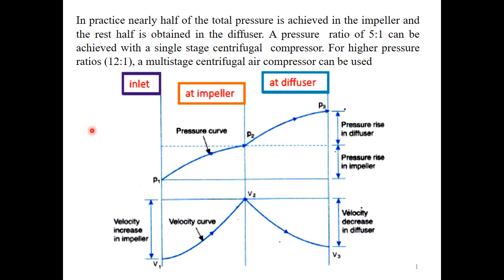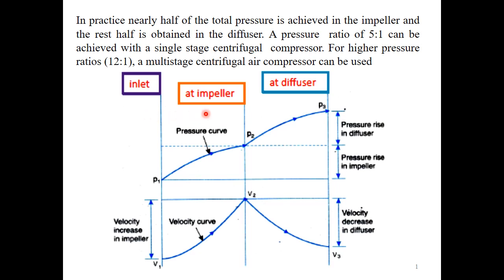In practice, nearly half of the total pressure is achieved in the impeller and the other half is obtained in the diffuser. A pressure ratio of 5:1 can be achieved with a single stage centrifugal compressor, but for higher pressure ratios, that is 12:1 and so on, a multi-stage centrifugal air compressor can be used.